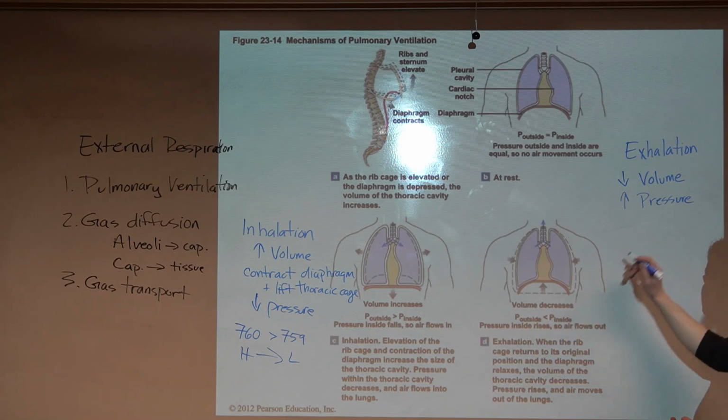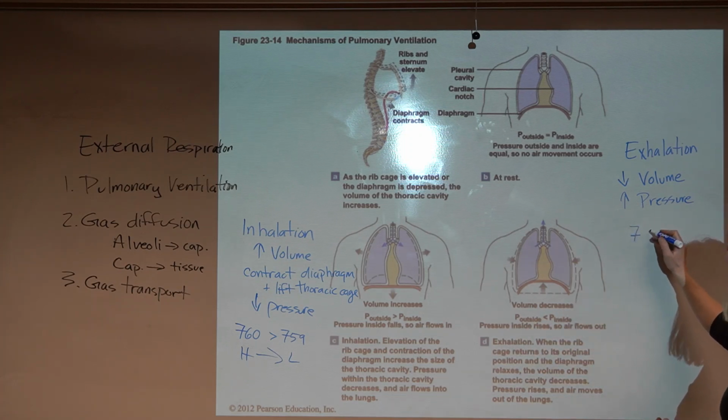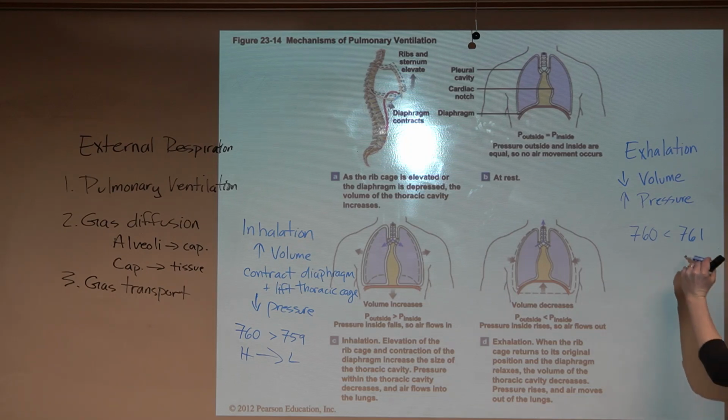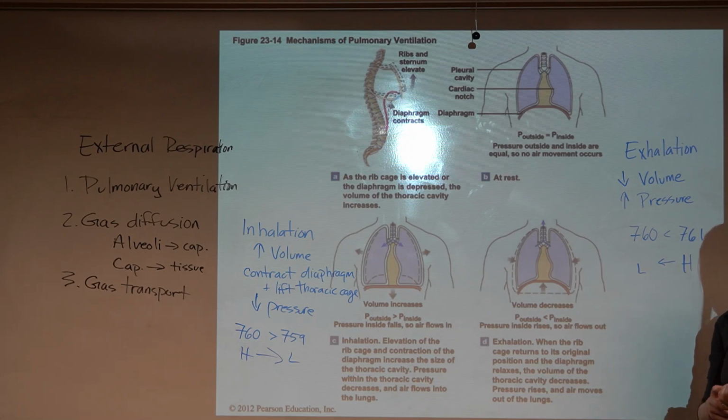Again, this can be a really small change. They're just showing 760 always on the outside, which is less than, say, 761. That's all you need for airflow to go from an area of high pressure, in this case inside the lung, to the lower pressure outside the lung. That's all exhalation is.